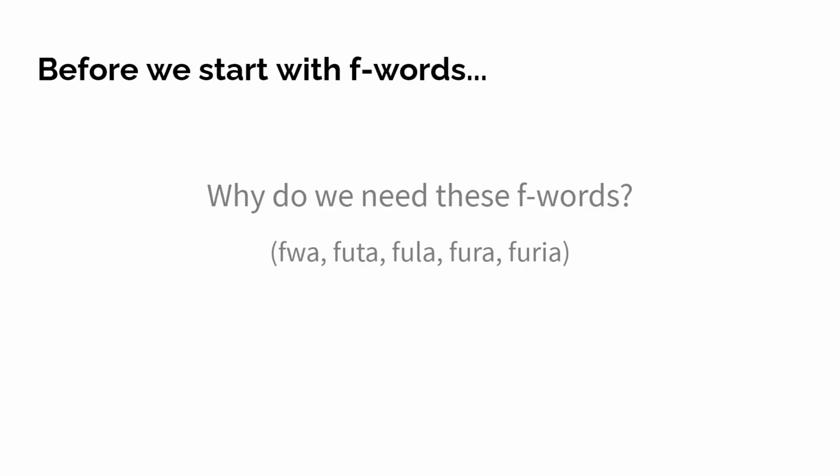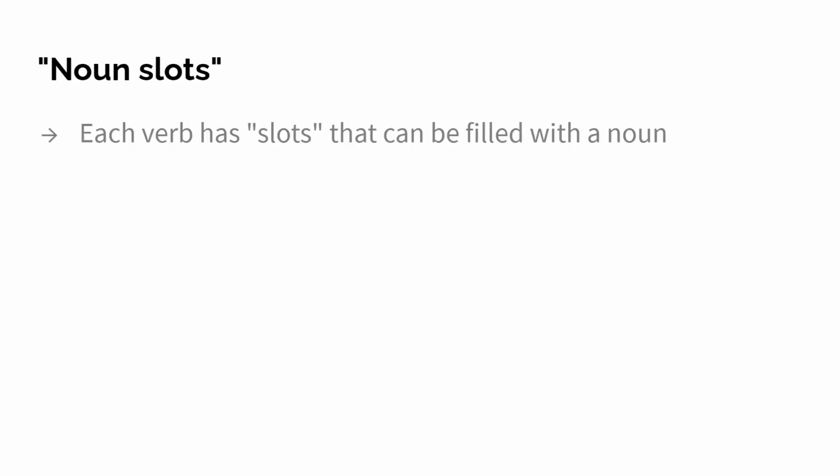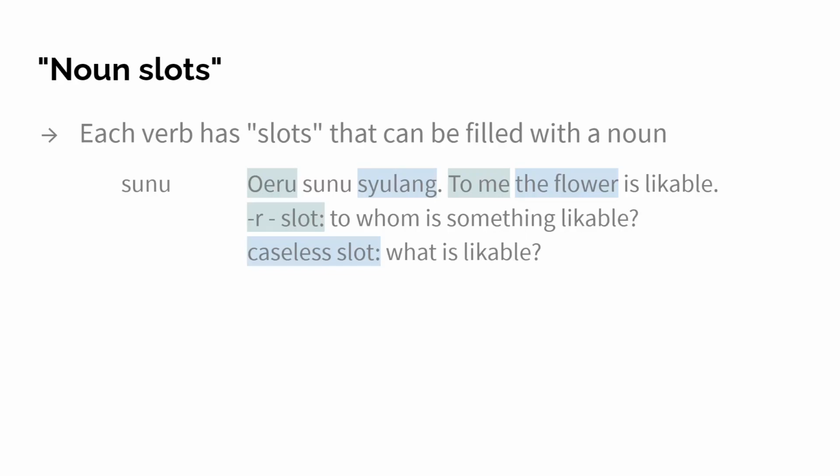So why do we need these? Let's talk about noun slots. What do I mean with that? Each verb has kind of slots that can be filled with a noun. So for example, sunu has 2 noun slots. We have one example sentence here, weru sunu siulang. To me, the flower is likable.